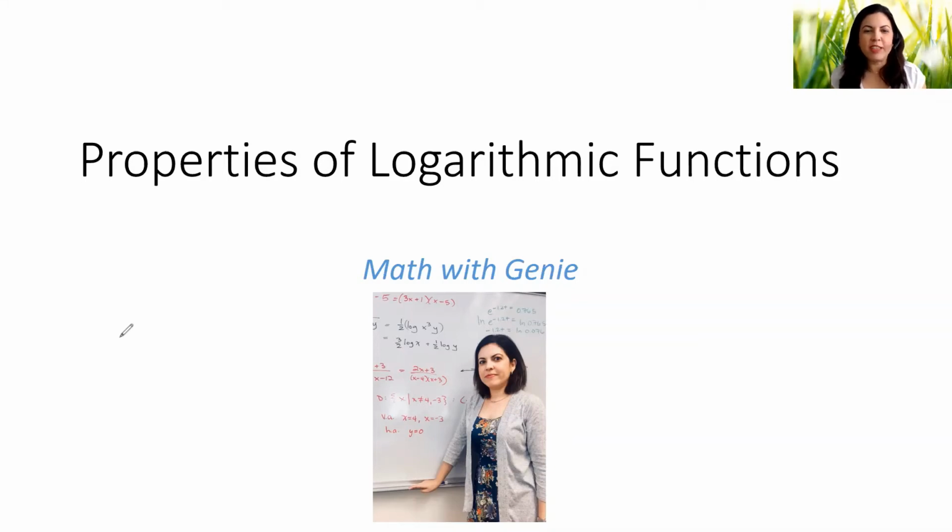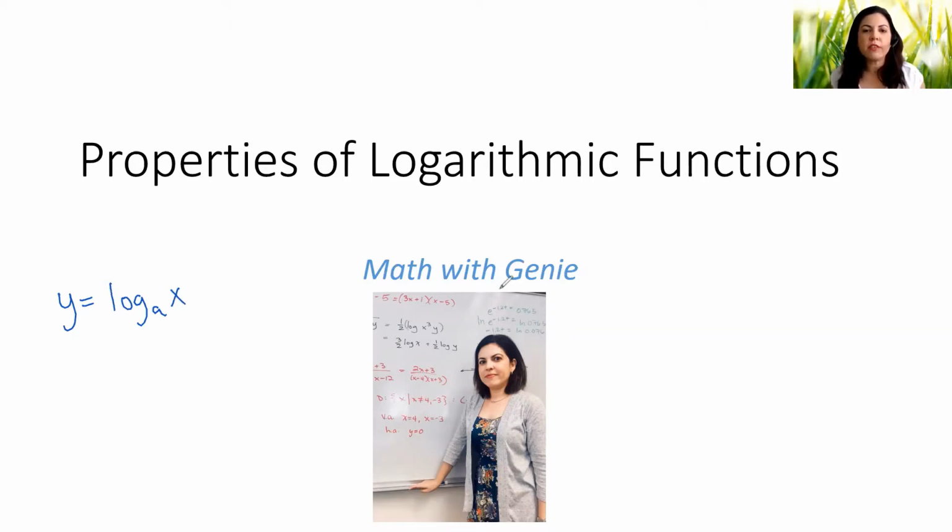Hi, today we're going to be talking about the properties of logarithmic functions. First, let me just remind you what a logarithm looks like. So if I have something like y equals log base a of x, we're going to look at different ways that we can simplify expressions or even solve equations that contain logarithms.